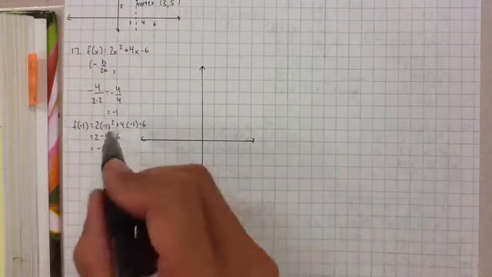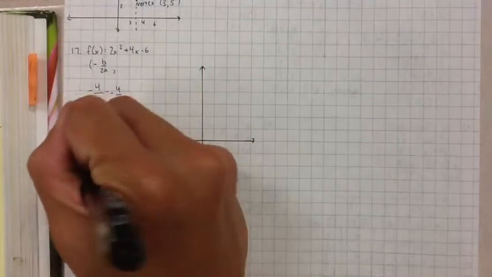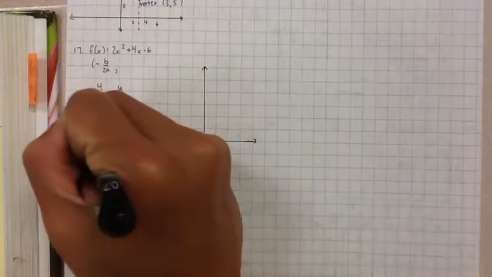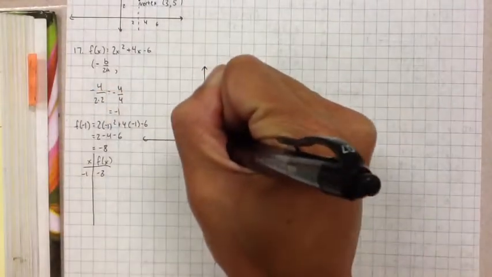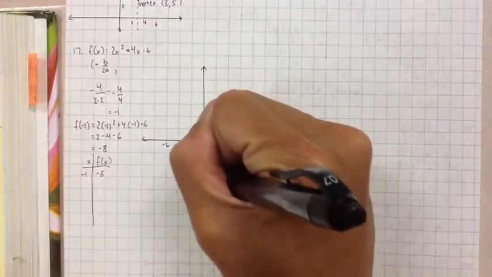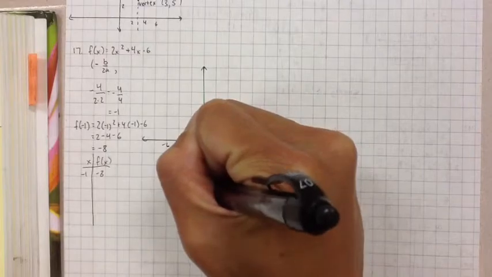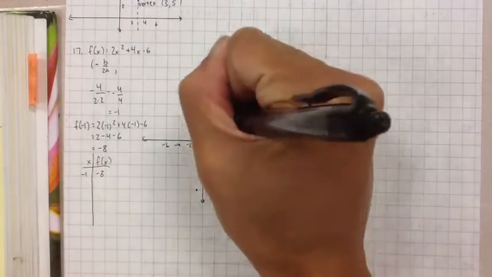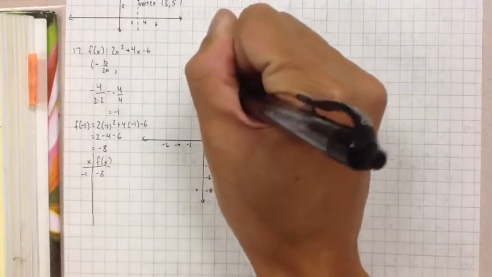So we're going to go negative 1, negative 8 is going to be our vertex. Negative 1, negative 8. So if this is negative 2, negative 4, negative 6, negative 8, here's my vertex right there. 2, 4, 6, 8, 10.